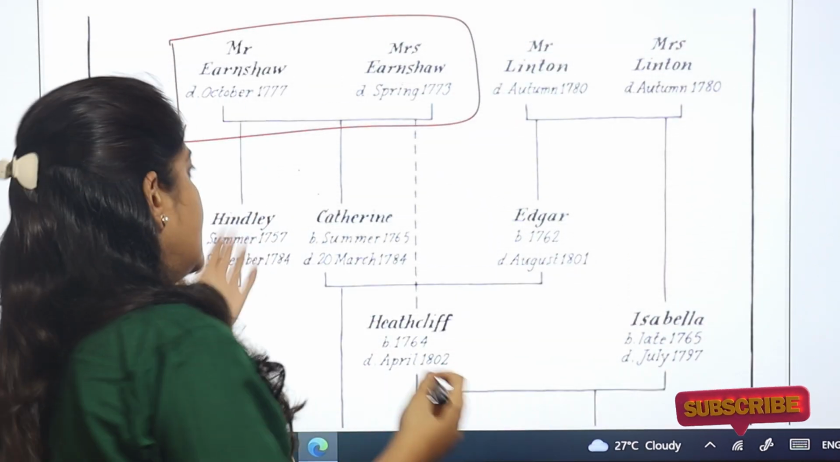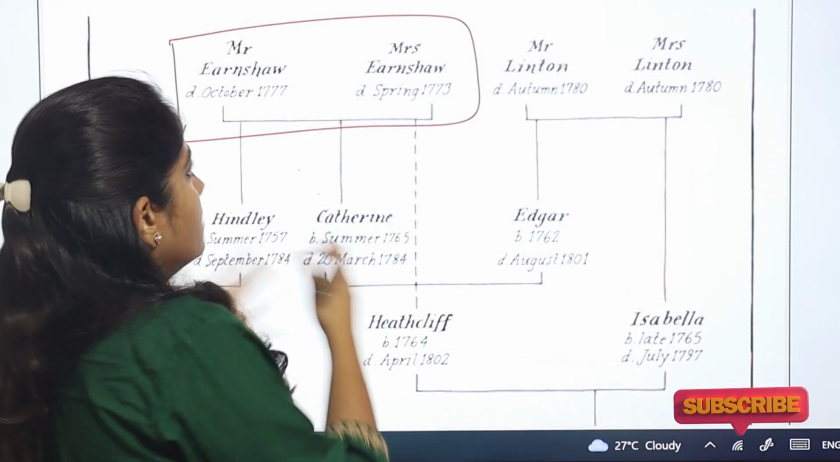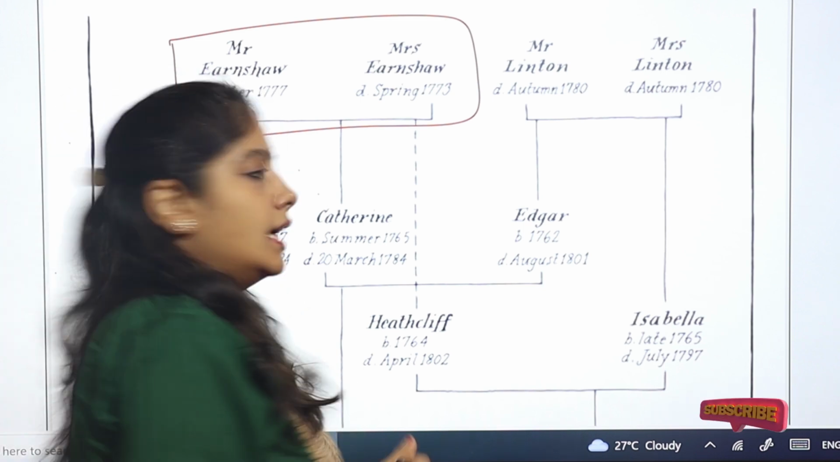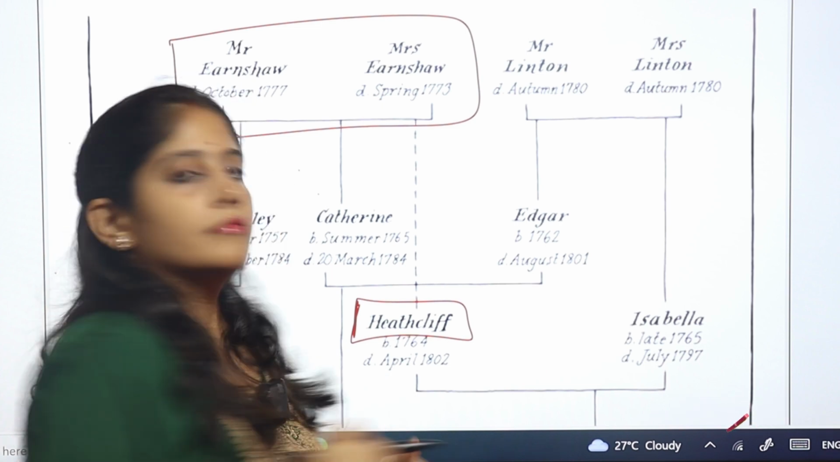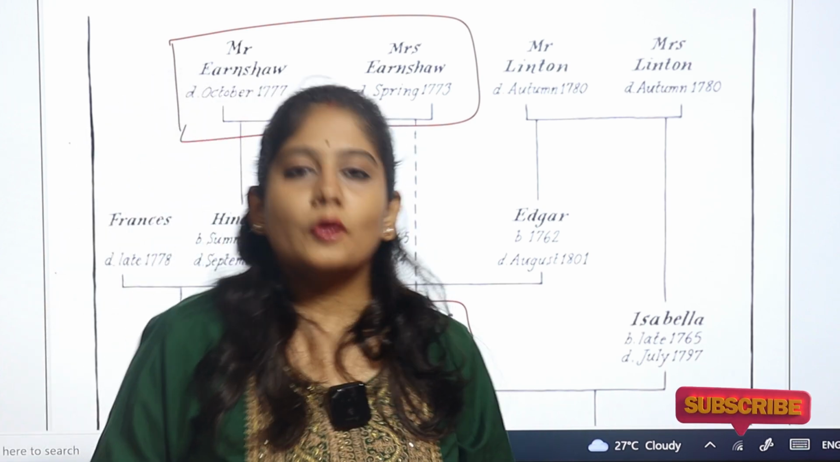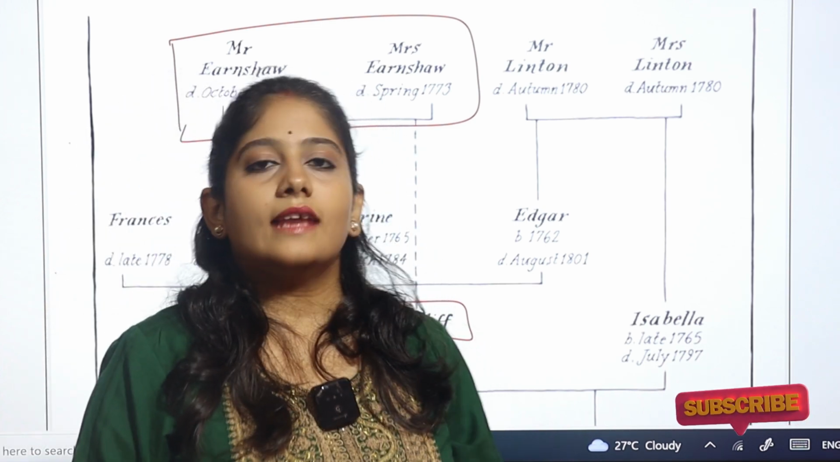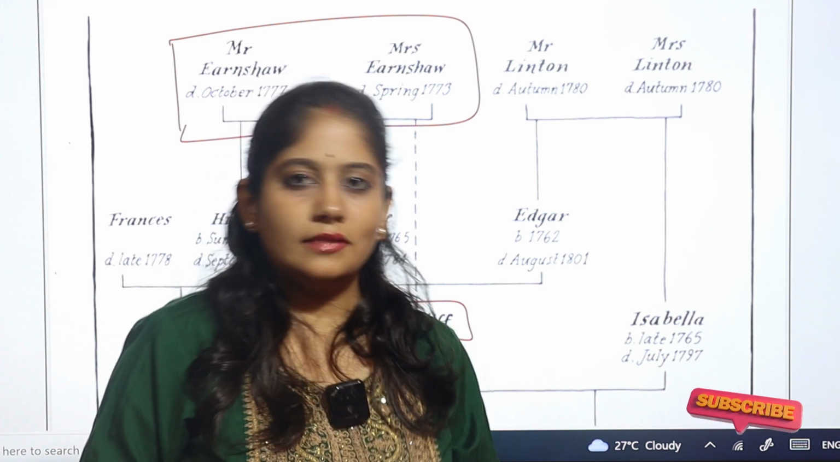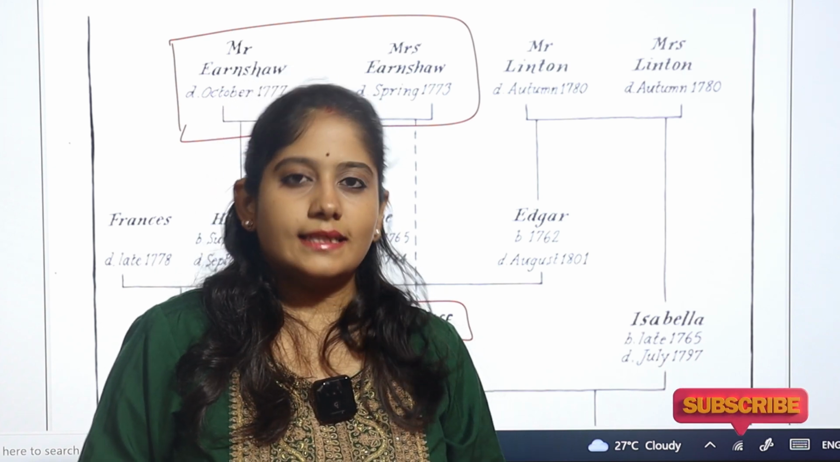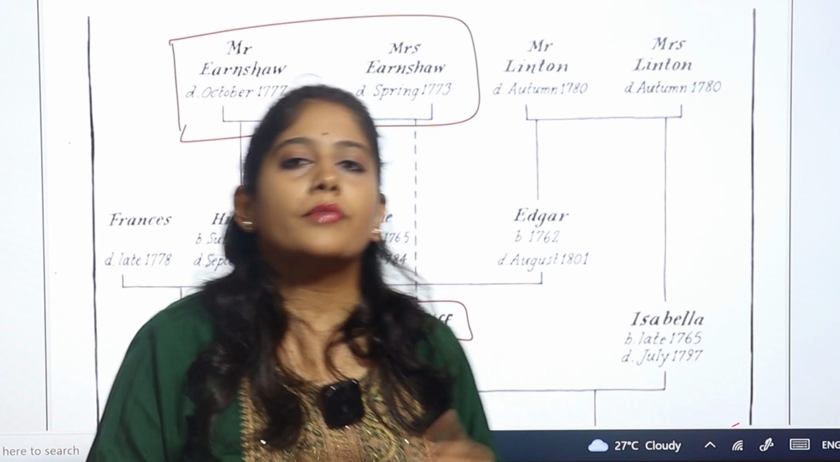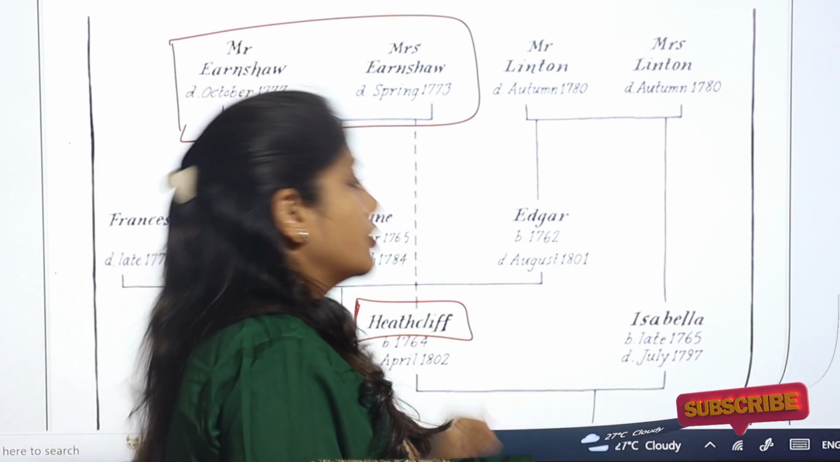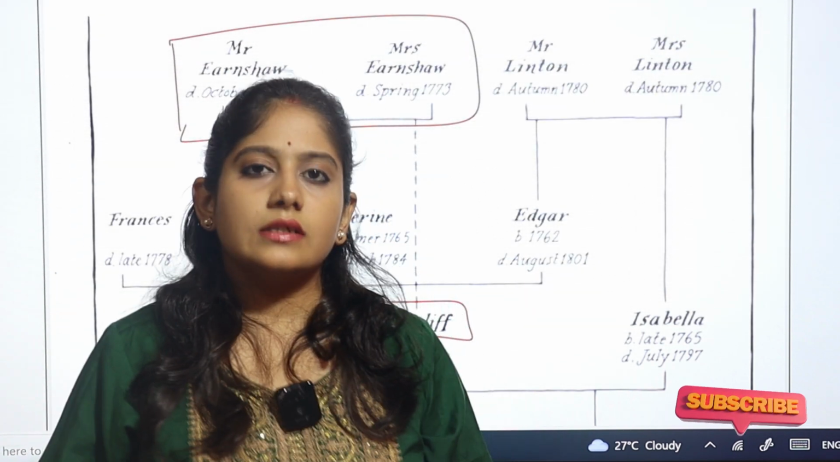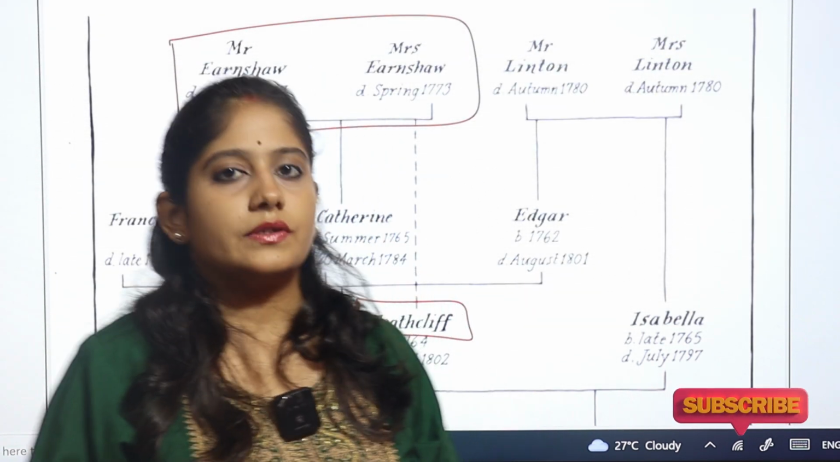Apart from Hindley and Catherine, Mr. and Mrs. Earnshaw have an adopted son, Mr. Heathcliff, who is the protagonist, who is the hero as well as the villain in the novel. Now, Heathcliff is a dark-skinned orphan boy who was brought into the Wuthering household by Mr. Earnshaw. Now, those were the Earnshaw members of the first generation.